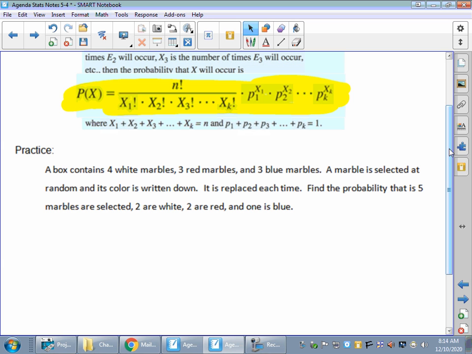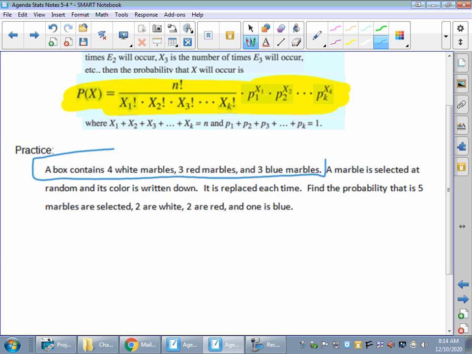So let's do a practice. A box contains 4 white marbles, 3 red marbles, and 3 blue marbles. How many marbles do we have in that box? 10 marbles, right? This first sentence right here does nothing more than tell us probabilities.